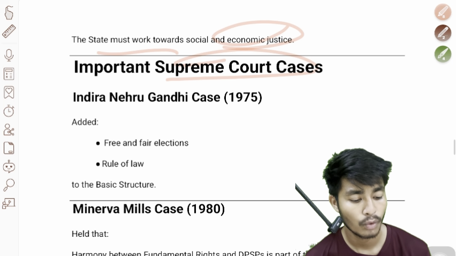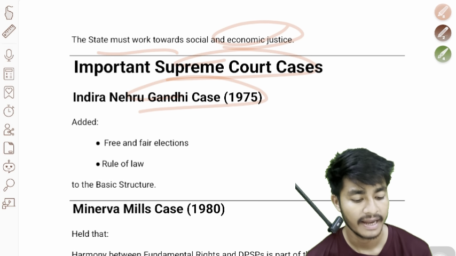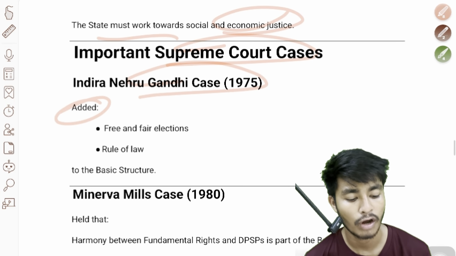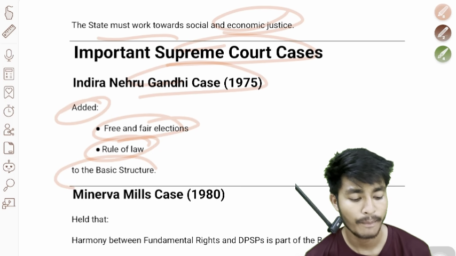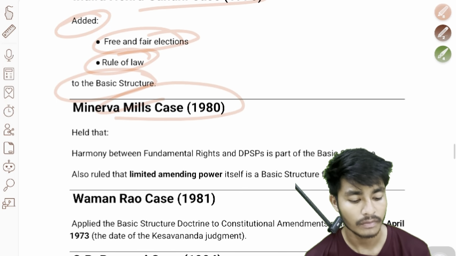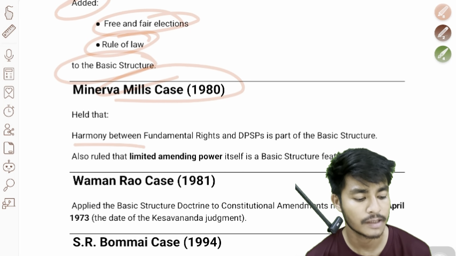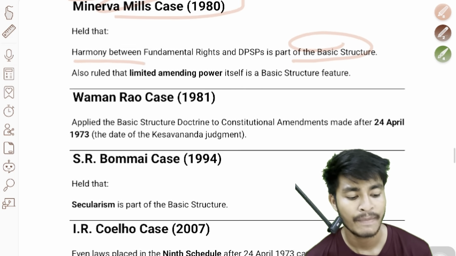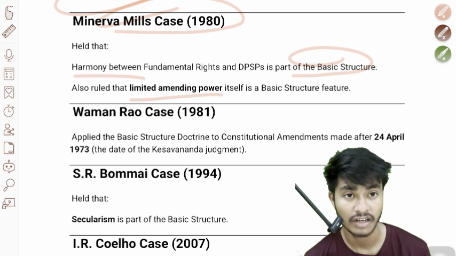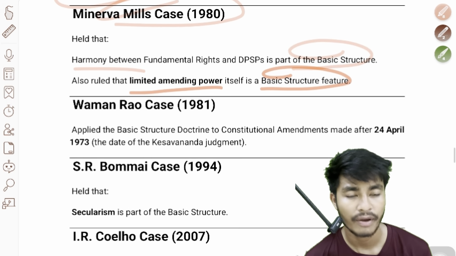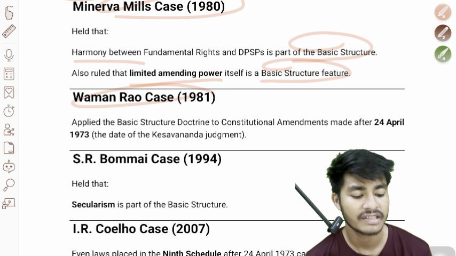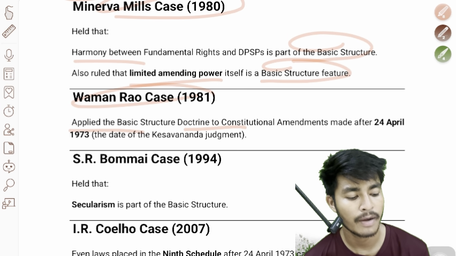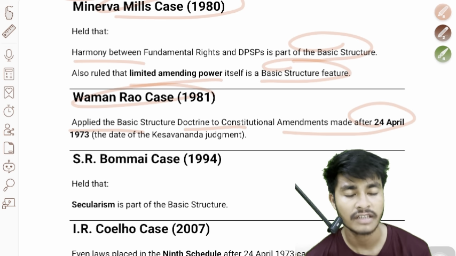So Indira Gandhi case 1975 added free and fair elections and rule of law to the basic structure. Minerva Mills case 1980 talks about harmony between fundamental rights and DPSP as part of the basic structure. It also ruled that the limited amending power itself is a basic structure feature. Waman Rao case 1981 applied the basic structure doctrine to constitutional amendments made after 24 April 1973, the date of the Kesavananda Bharati judgment.